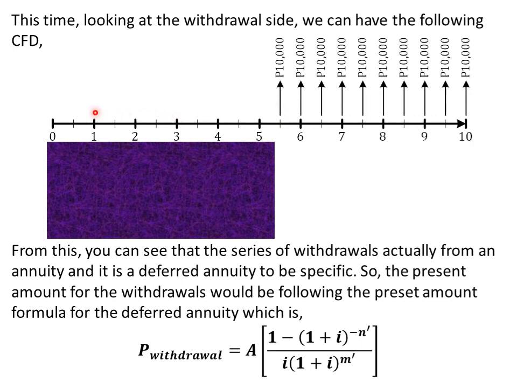It took time before the withdrawals started. That is basically the characteristic of a deferred annuity. Your first withdrawal did not start right away; it was delayed or postponed. So with this, it is a deferred annuity. Okay? So the present amount for the withdrawals would follow the present amount formula for the deferred annuity, which is, so recall the formula for the present amount of the deferred annuity. Okay.